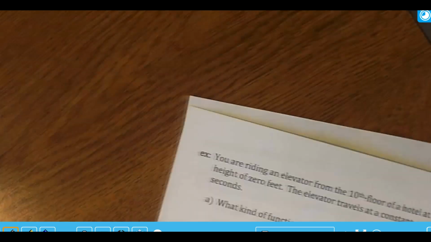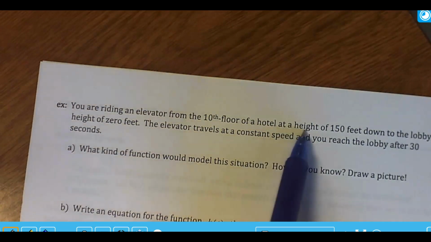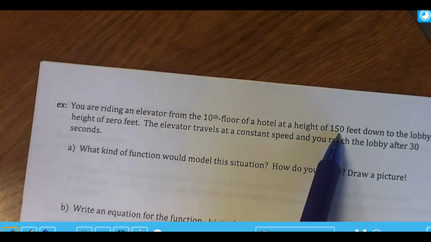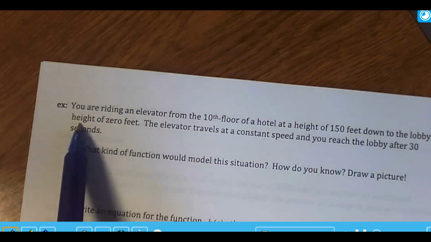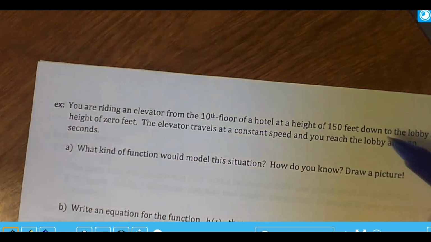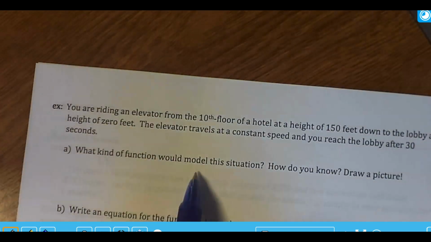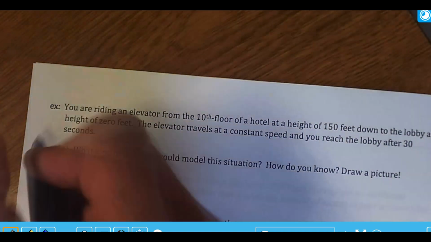So on page 19, you are riding an elevator from the 10th floor of a hotel that's at a height of 150 feet down to the lobby at a height of 0 feet. The elevator travels at a constant speed and you reach the lobby after 30 seconds. So what kind of function would model this situation? How do you know? Draw a picture.